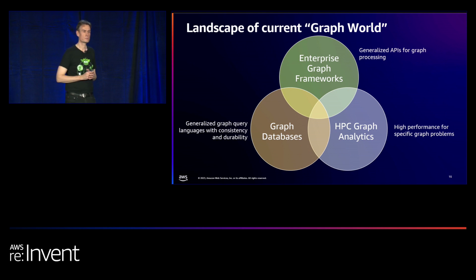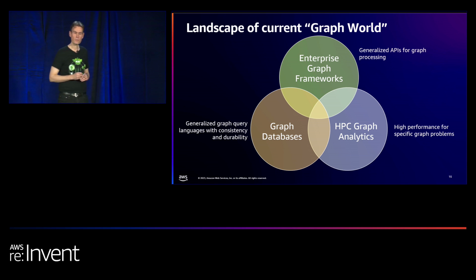If you think about the current landscape of the graph world, on one hand, you have graph frameworks. And these are things like Pregel or vertex-centric graph APIs. And they allow you a lot of flexibility to build and implement different graph operations. On another side, you have high-performance computing. High-performance computing graph applications tend to focus on a specific graph with a specific data layout, and they build something that's optimized for a particular algorithm or two, and deliver very high performance for a very specific problem.